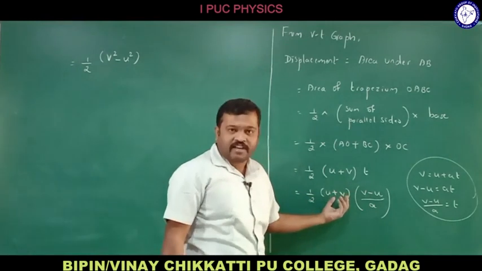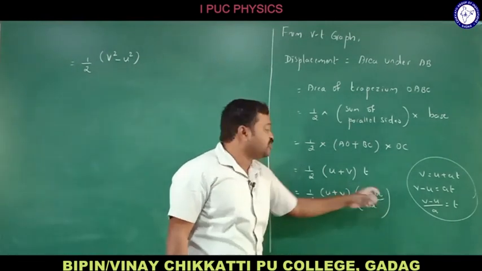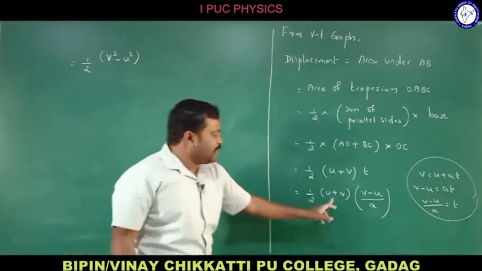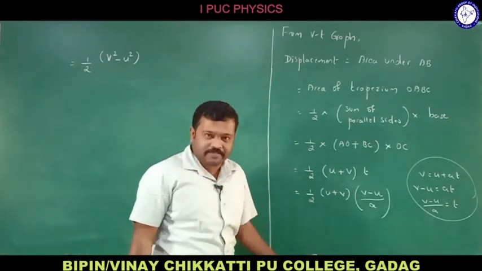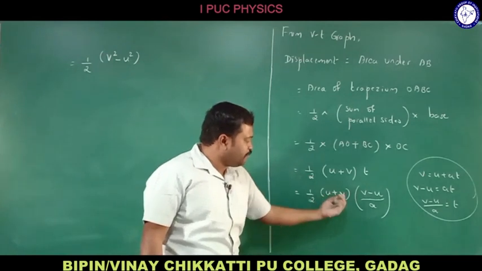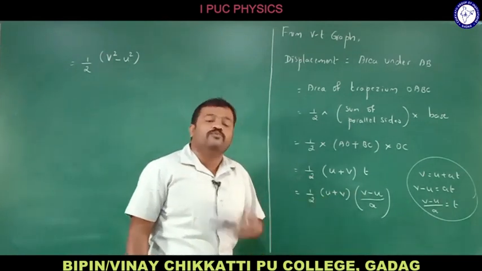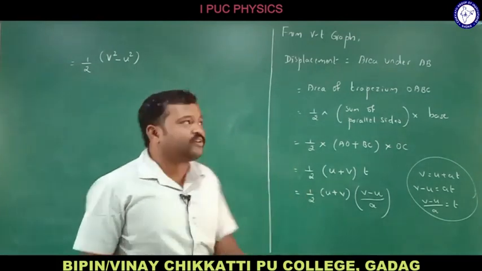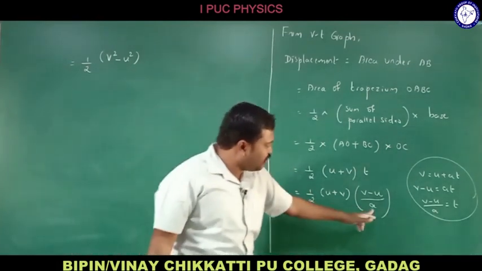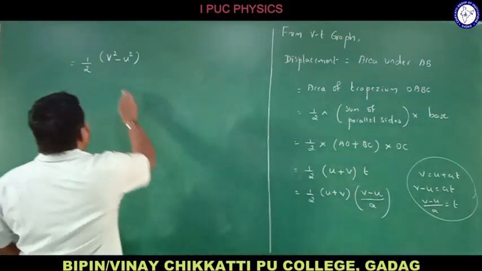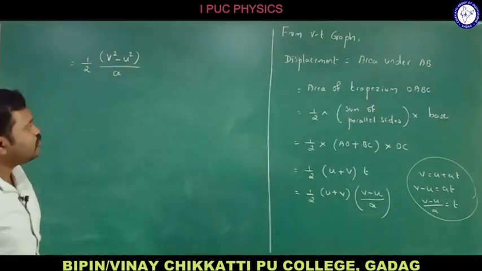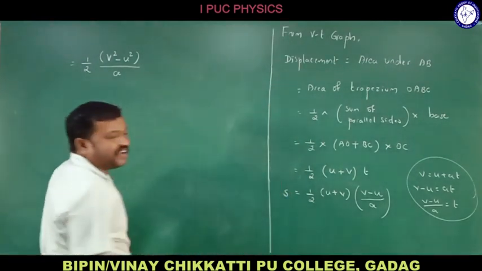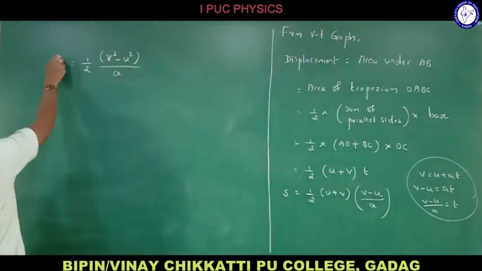Be careful here. This is v minus u, that is why I have taken it as v square minus u square. It is not u minus v. So u plus v or v plus u, both are the same. Just take it out: v plus u here, v minus u there. So v plus u into v minus u is equal to v square minus u square. What is remaining in the denominator now? a. Shall I take this a here? This is denominator a. So what is this now? Displacement. Displacement is denoted by s.